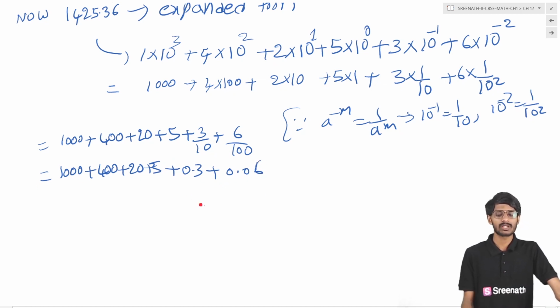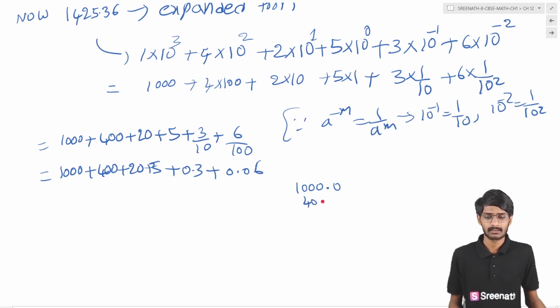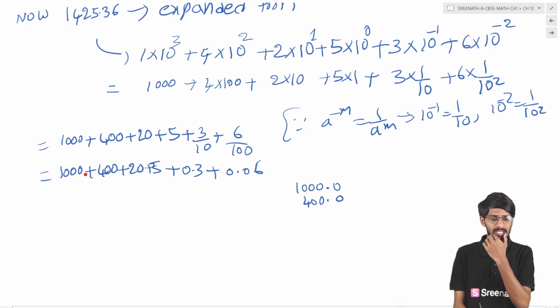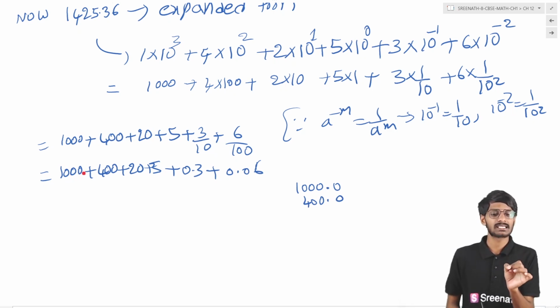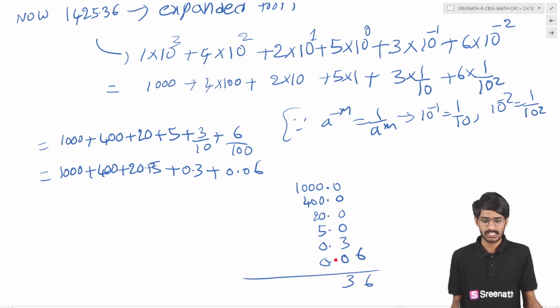Okay students, now we have to add all those. While adding you have to make sure about the dots. If there is no dot in the number, then it is placed at the end, after the ones place. So we write 1000, 400, 20, 5, 0.3, 0.06. Now we have to add those. This will become 6, this 3, then the dot, then 5, 2, 4, 1. So this is the result, students.